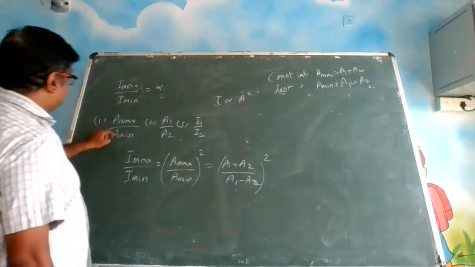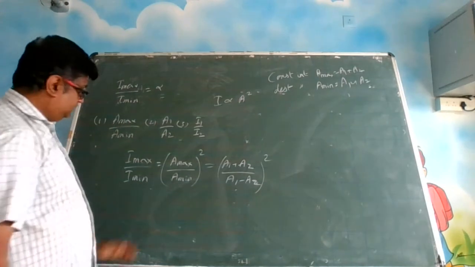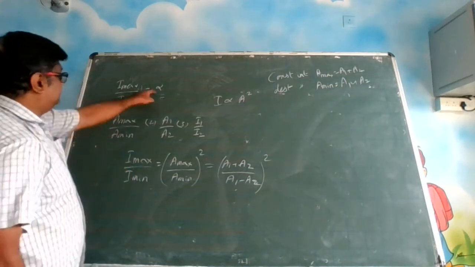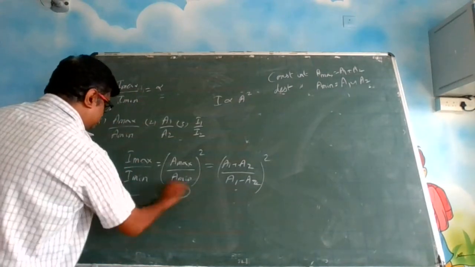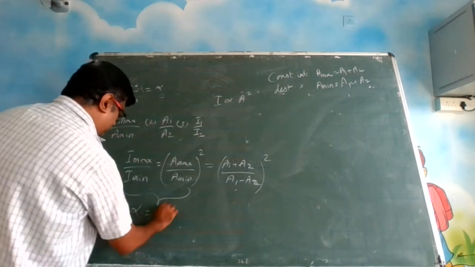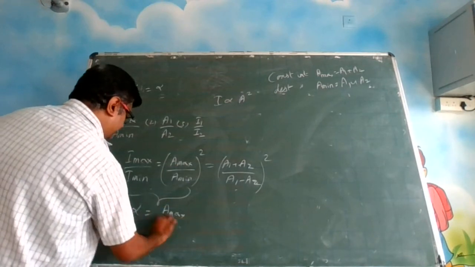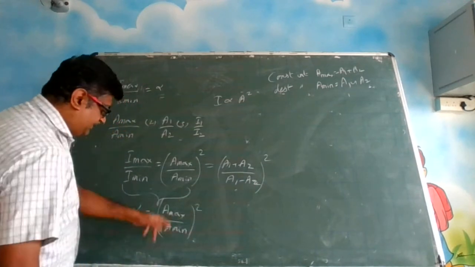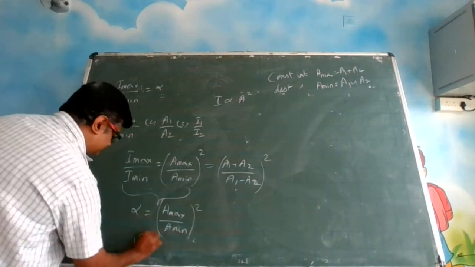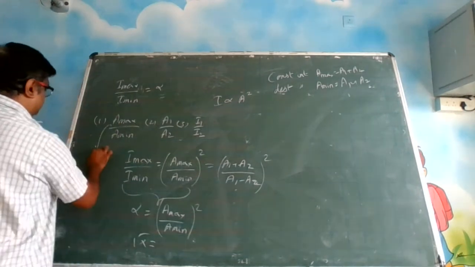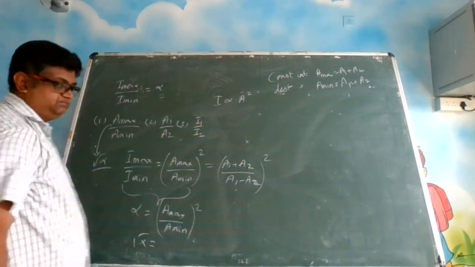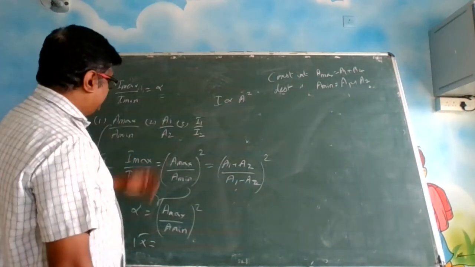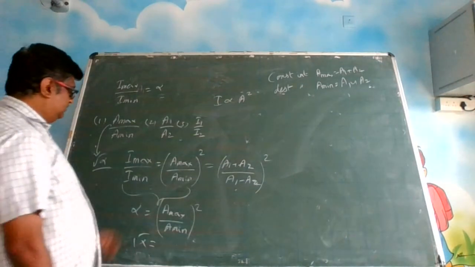पहले क्वेश्चन में क्या पूछा है? A max by A minimum. तो I max by I minimum is given as alpha. I will use these two. Alpha is equal to A max by A minimum whole square. So what is A max by A minimum? Root alpha. तो पहले क्वेश्चन का आंसर क्या हो गया? रूट अल्फा. नेक्स्ट क्वेश्चन A1 by A2 he is asking you.